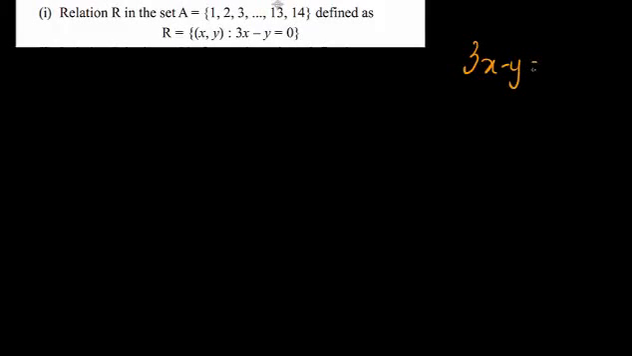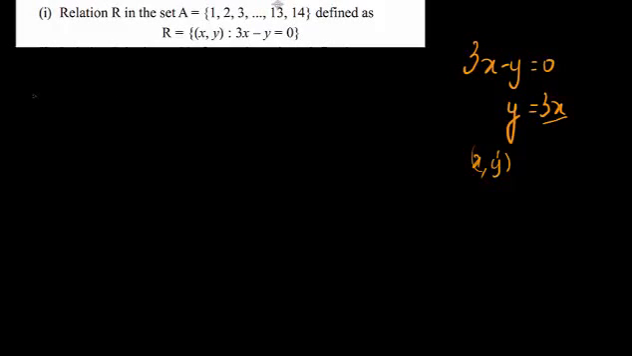It says 3x minus y is equal to 0, which otherwise can be written as y is equal to 3x. It simply means that if I'm picking up an ordered pair (x, y), the second element is supposed to be 3 times the first element. Okay, so we do have an understanding of what is A cross A. I'm not going to write that. Please keep that in your mind.